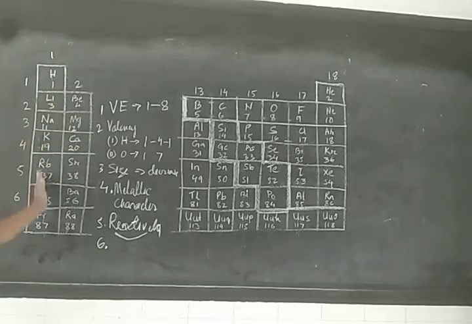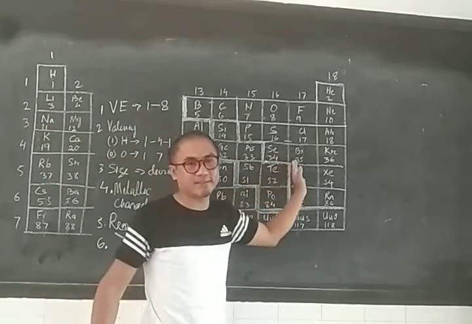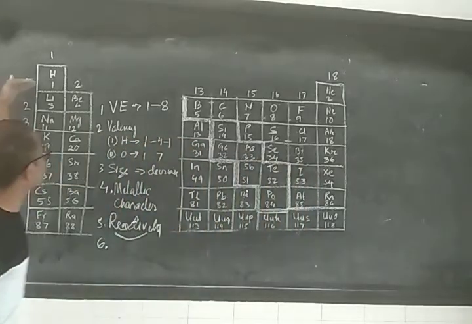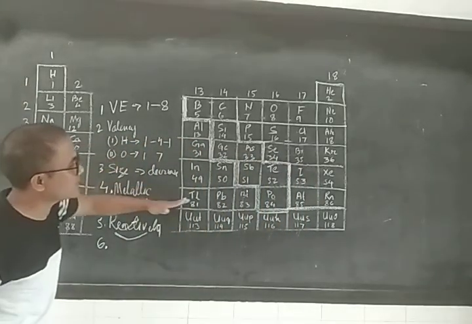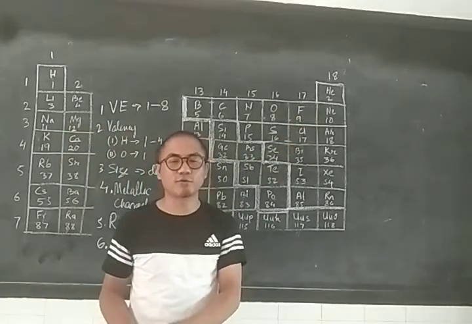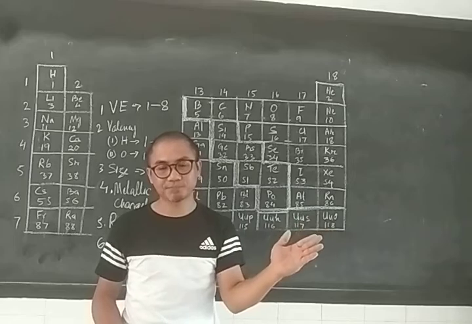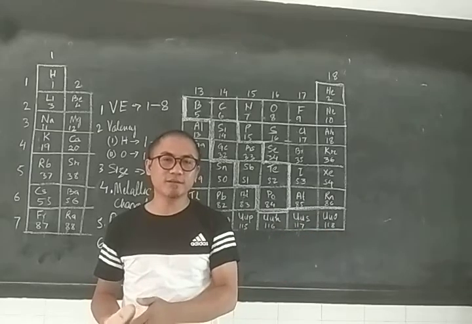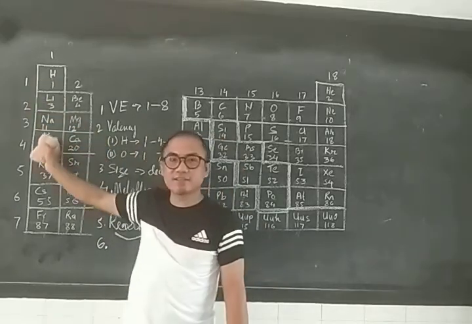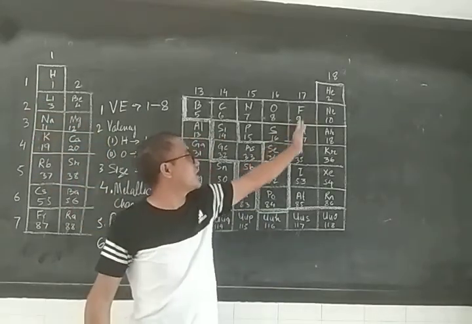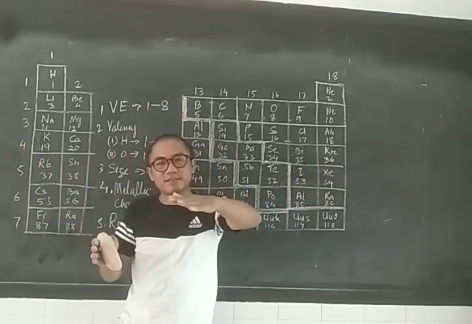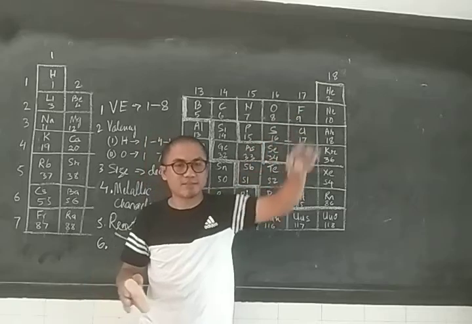Metals are basic and non-metals are acidic. Let's say like this to make you understand. The basic nature is decreasing like this, and the acidic nature is increasing as we move from left to right. The basic nature is highest here, and the acidic nature is highest here. Therefore, as we move from here, the basic nature gradually decreases and the acidic nature increases.